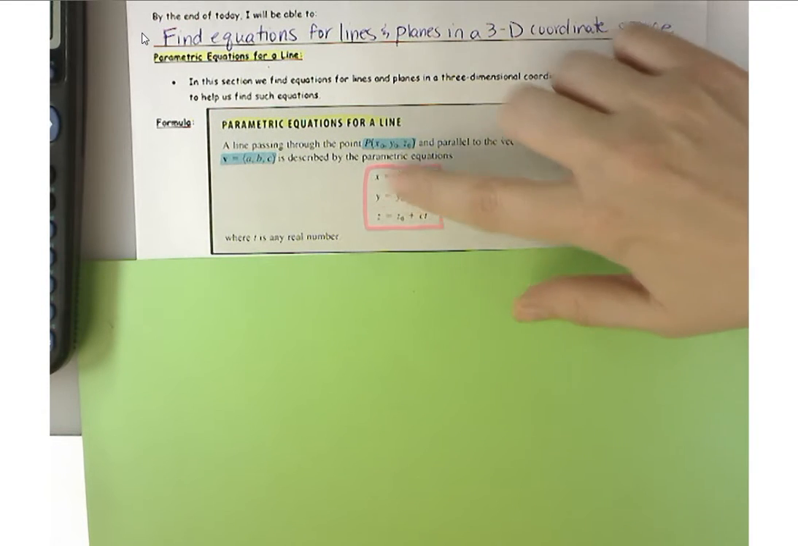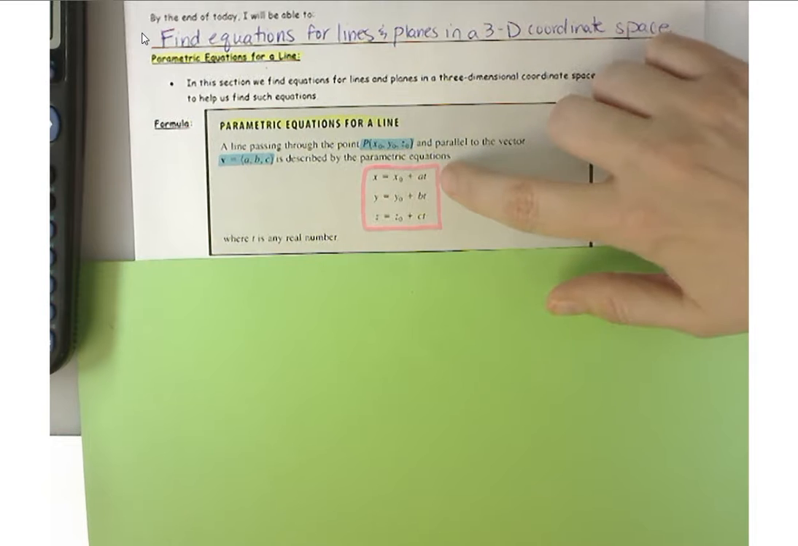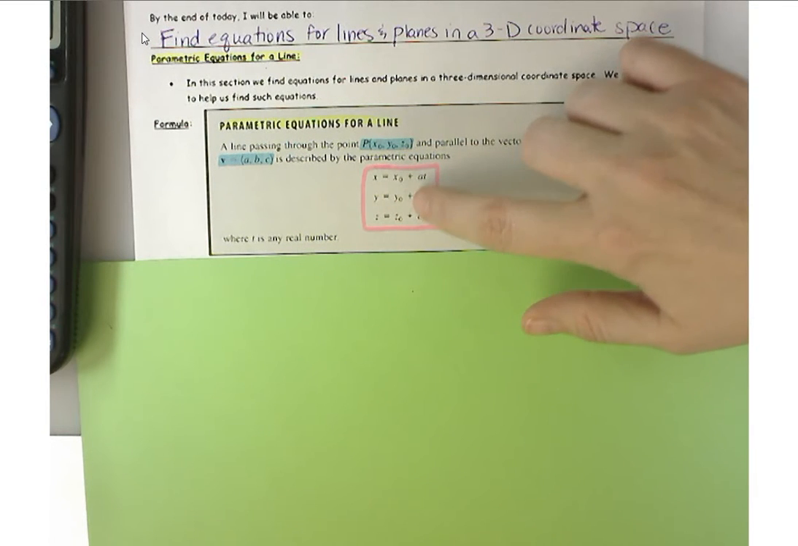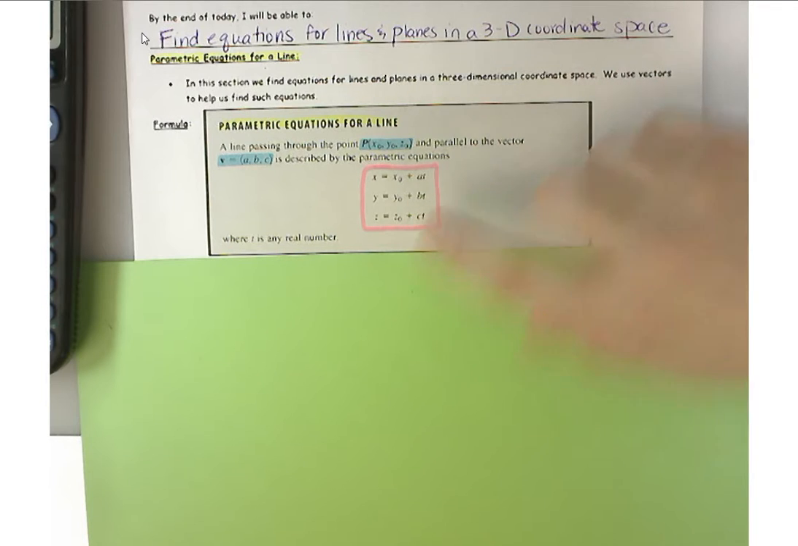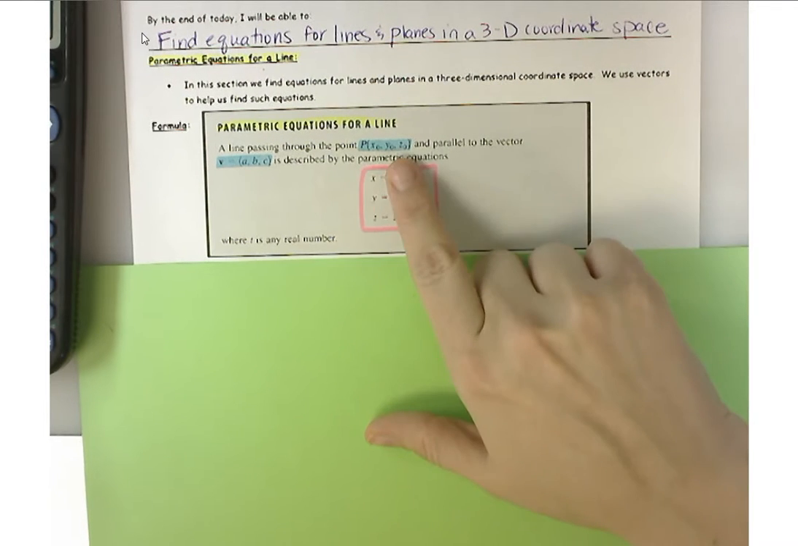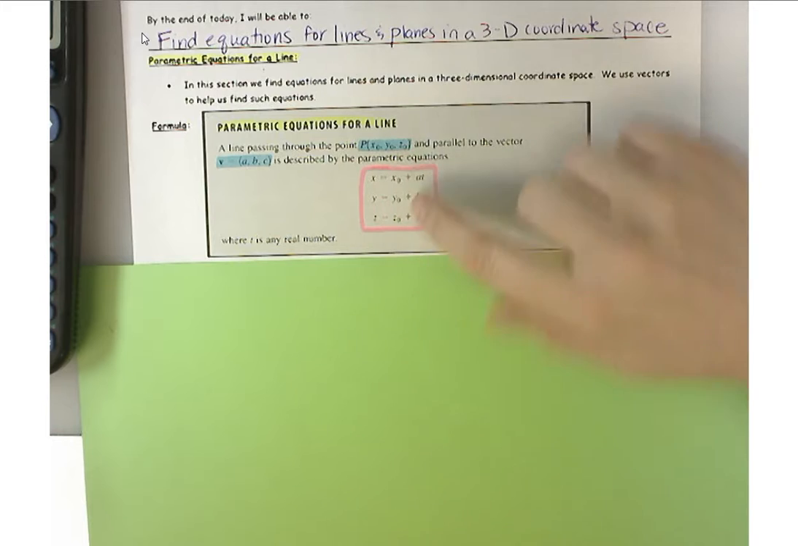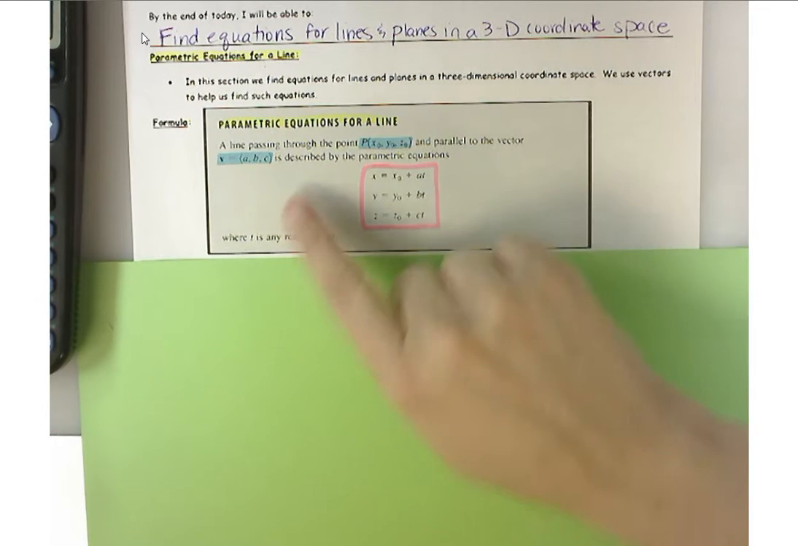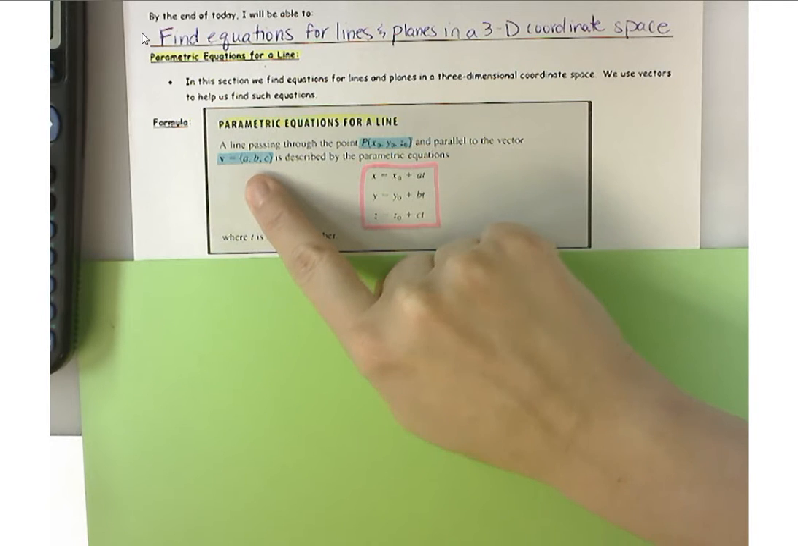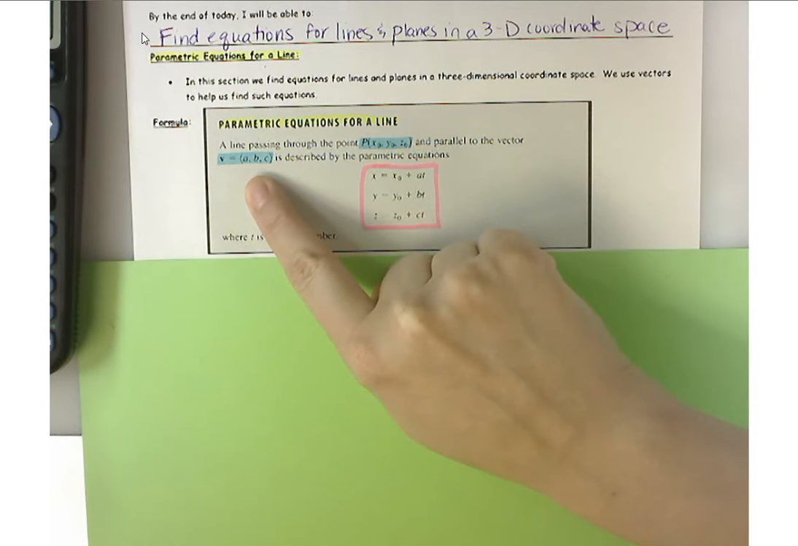Okay, and then here's going to be your parametric equation setup. So x equals x sub 0 plus at, y equals y sub 0 plus bt, and z equals z sub 0 plus ct. So notice that for the point, the x sub 0, the y sub 0, and z sub 0, that's going to be the first part of your equation. And then how would we describe what a, b, and c are in the equations? Well, a, b, and c are coming from the vector.